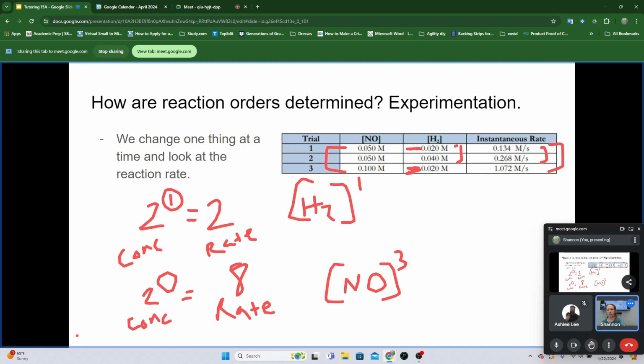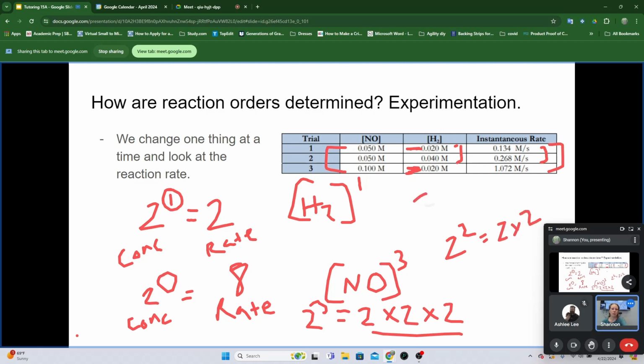So 2 to the 3 equals 2 times 2 times 2. You multiply it 3 times. All right? 2 to the 2 equals 2 times 2. Okay. 2 to the 1 equals 2. Is that making sense now? Okay. It's the number of 2's you have in the multiplication.